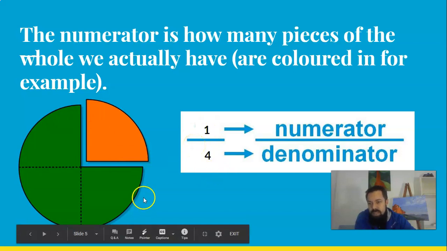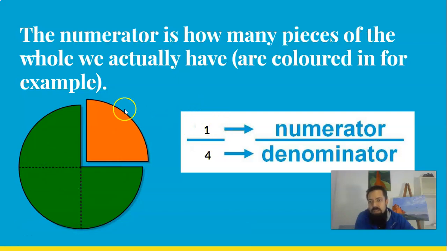If we had instead said how many of them are colored in green, then we would say, well, there are 4 altogether, but 3 of them are colored in green, and so our numerator would have been 3. So it just depends on how the question is asked.